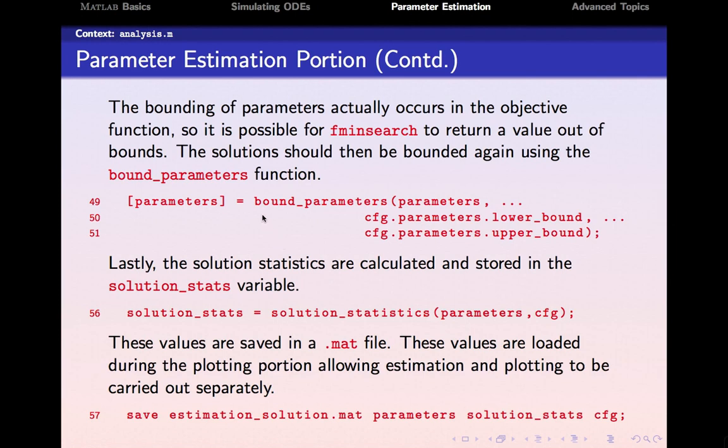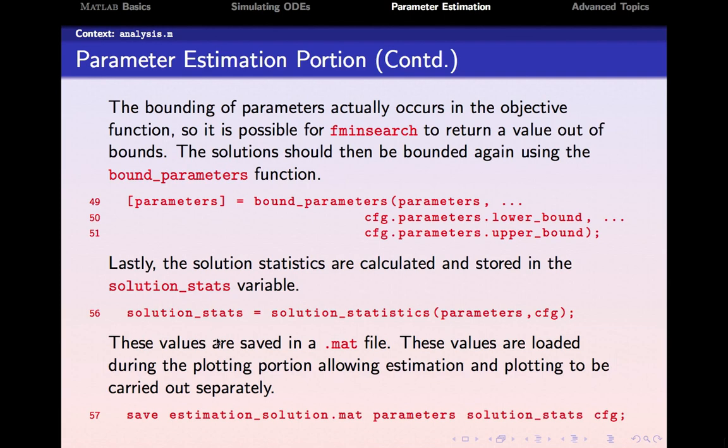What this function bound_parameters does is it takes in a vector of parameters, some lower bounds and the upper bounds, and it returns the bounded parameters. Those are the actual values that were used to calculate your objective at the last iteration fminsearch ran. After we bound our parameters, we calculate the solution statistics. The solution statistics function takes in our bounded parameters and our cfg variable, and then it returns solution stats.